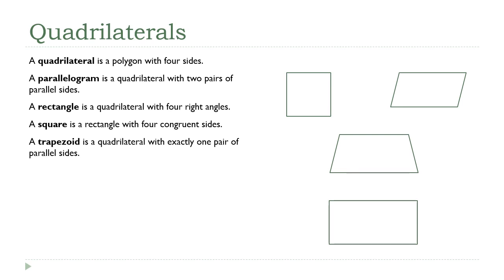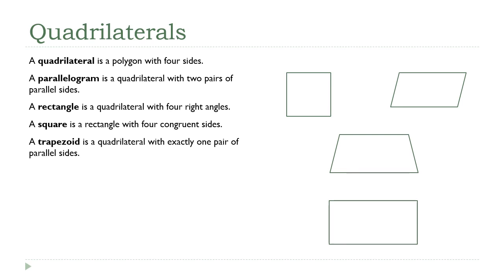A parallelogram is a quadrilateral with two pairs of parallel sides. A rectangle is a quadrilateral with four right angles. A square is a rectangle with four congruent sides, and a trapezoid is a quadrilateral with exactly one pair of parallel sides. So I've got some examples here for us to look at.